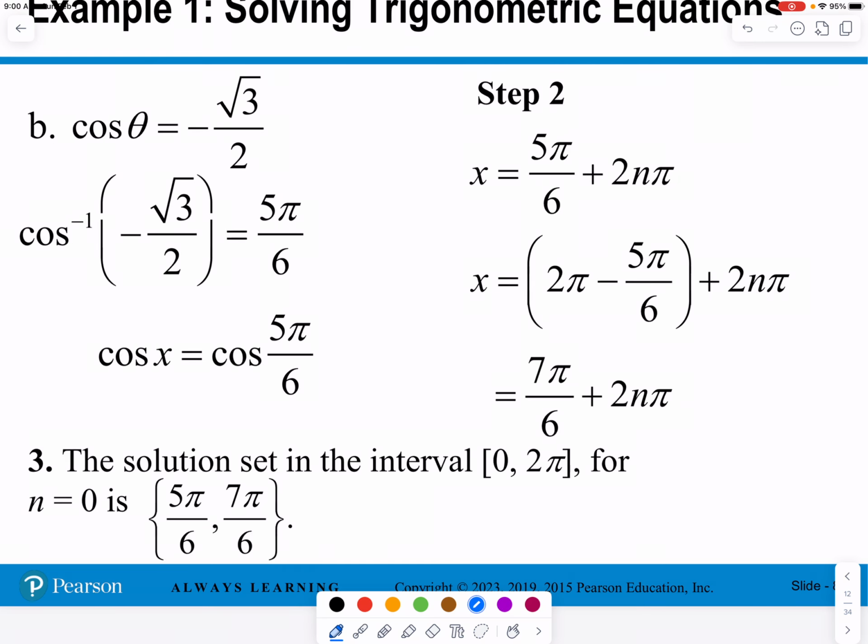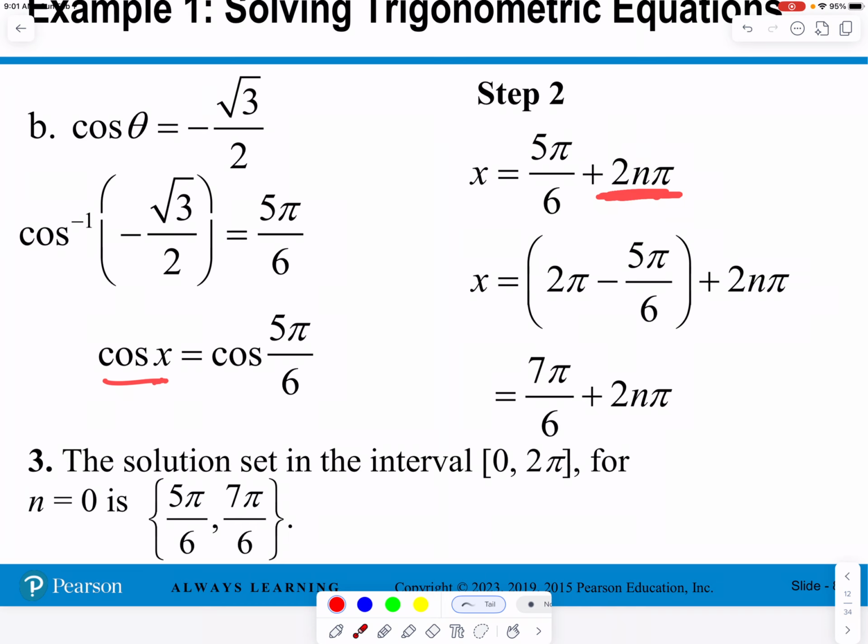Okay, let's do it like this. So cosine of theta, this is where we started. From the unit circle, we got 5 pi over 6, right? So then to capture all the repeats, again, cosine repeats every 360 degrees or every 2 pi radians. So we tack on this 2n pi, right? Okay, that would capture all the repeats.